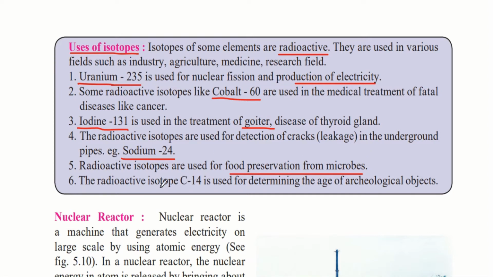The radioactive isotope carbon-14 is used for determining the age of archaeological objects. So while archaeologists dig up and find bones, etc., carbon-14 is used to determine how old these bones were in the soil, and similar artifacts.